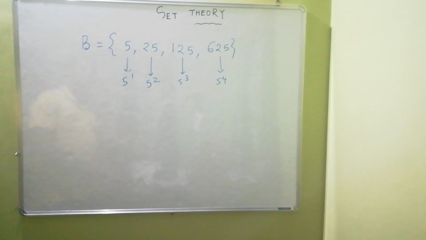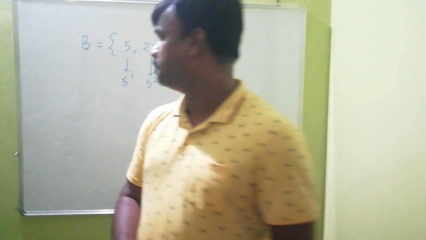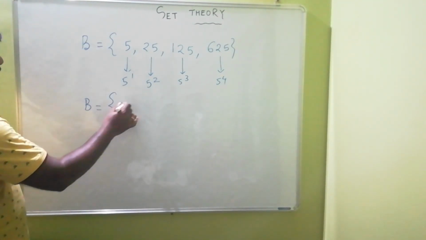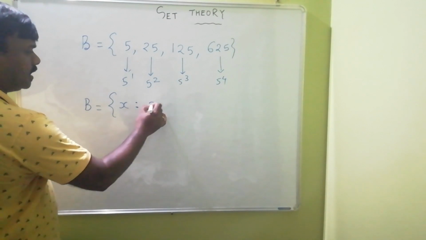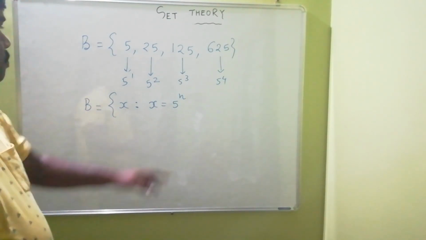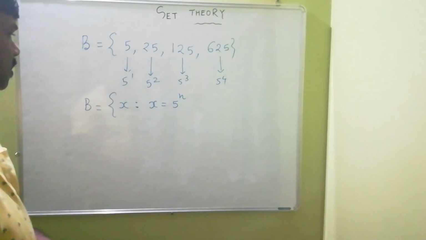हमें इसके लिए property use करना है. बेसिकली this is 5 to the power n, 5 raised to the power n. तो लिखेंगे B equals to set of all x such that x equals to 5 to the power n. Is it sufficient? No. ये sufficient क्यों नहीं है? क्योंकि इसमें limited number of elements है. Only 4 elements are there.